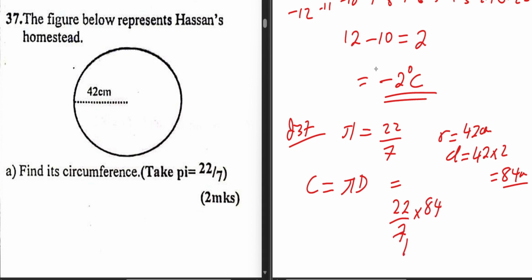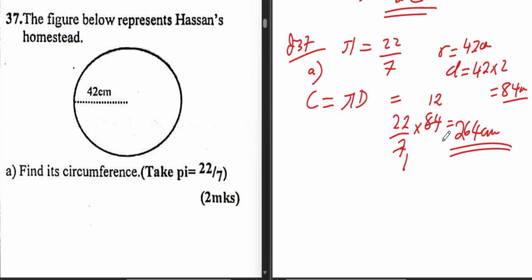So 7 into 84 is 12. 22 times 12 is going to be 264 centimeter. So that is your answer. 264 centimeter, that's the answer for question A. Now let's go to question B.